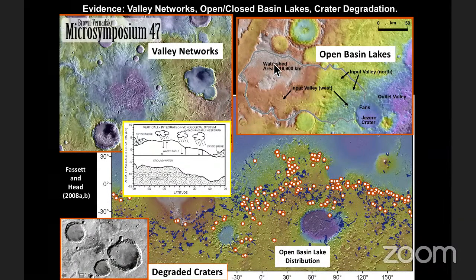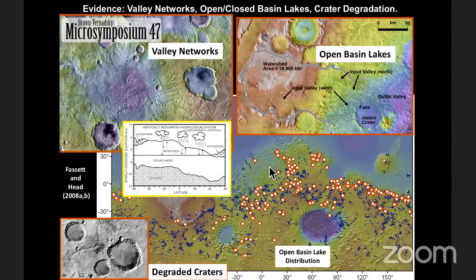Here's a good example. This is the watershed for this crater here, Jezero Crater, where the Mars 2020 Perseverance rover is headed as we speak. And indeed, there are two channels leading into this and two delta-like features here. And we see about a 19,000 square kilometer watershed here emptying into this Jezero Crater. And this is an open basin lake, which means water flows in and it flows out. It flowed out the other side. We see an exit channel over here, an outlet valley.